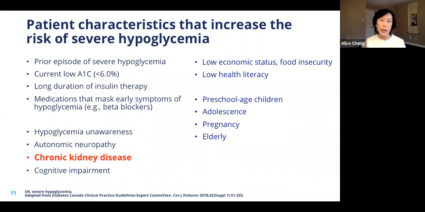The other reason why we care about chronic kidney disease and diabetes is related to the treatments that we give to manage the diabetes part, the glucose part of diabetes. And we know that the presence of chronic kidney disease is a significant risk factor for severe hypoglycemia if someone is taking medications that can cause it. In other words, sulfonylureas or insulin therapy.